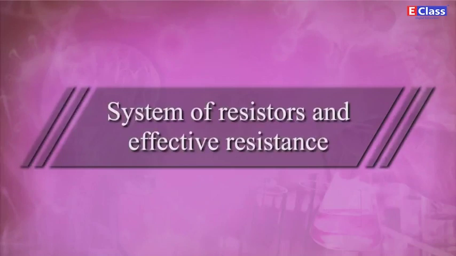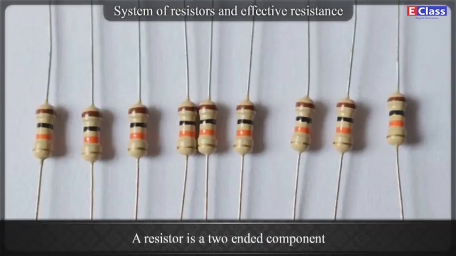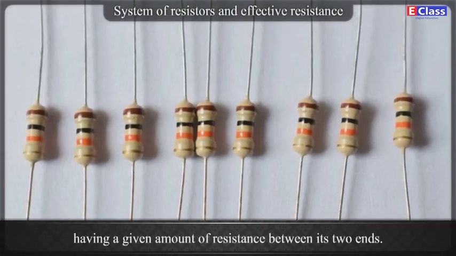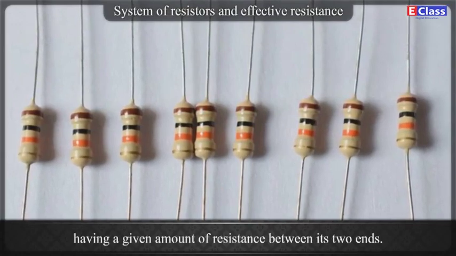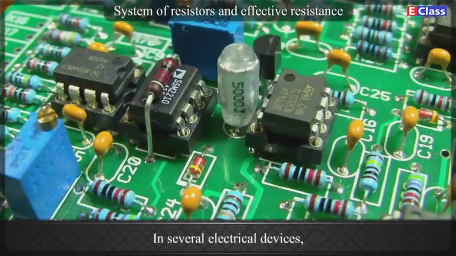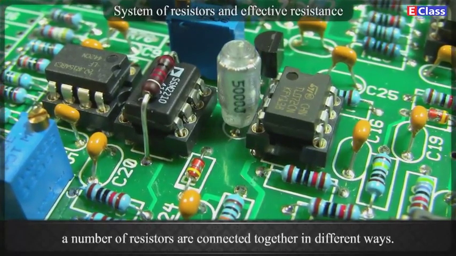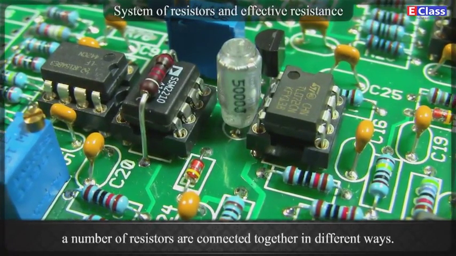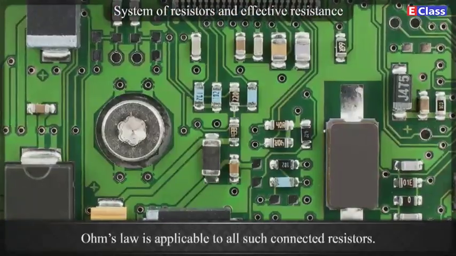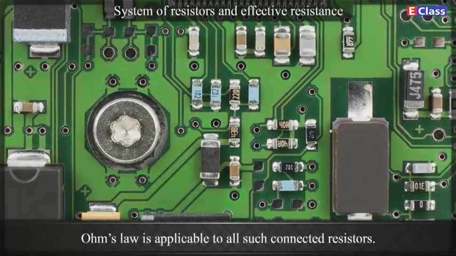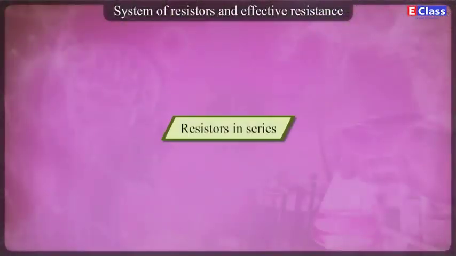System of resistors and effective resistance. A resistor is a two-ended component having a given amount of resistance between its two ends. In several electrical devices, a number of resistors are connected together in different ways. Ohm's law is applicable to all such connected resistors. Resistors in series.